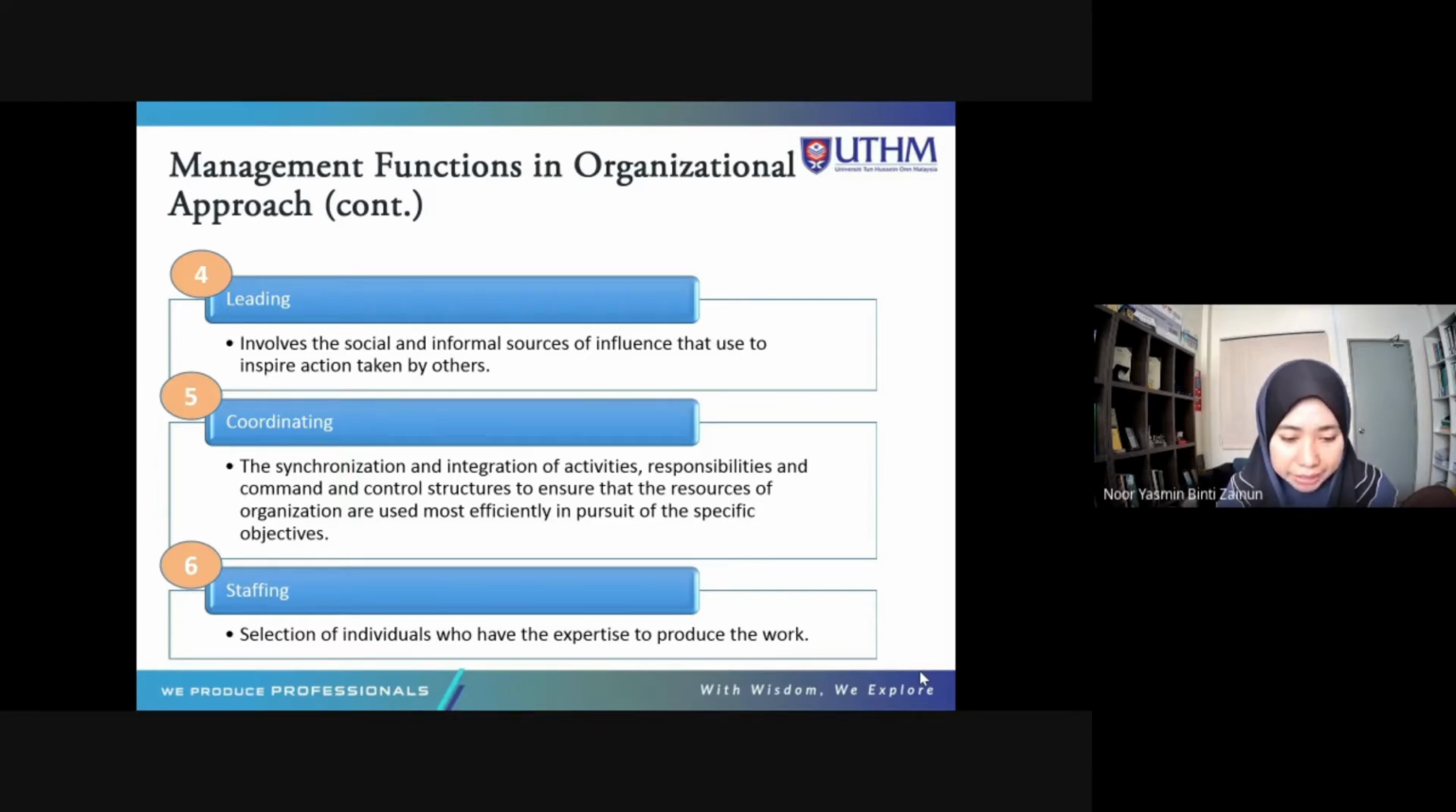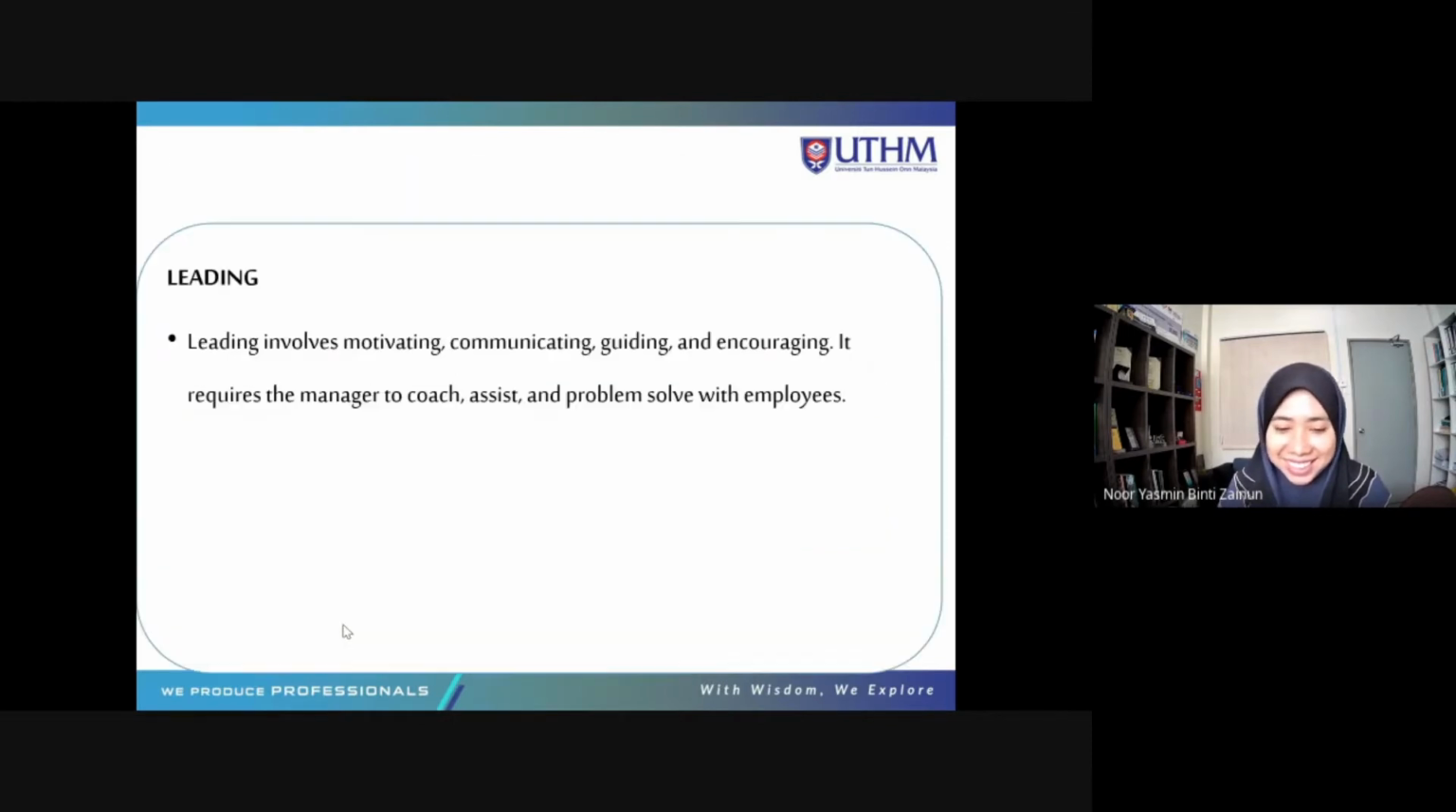And then coordinating, the synchronization and integration of activities, responsibilities, and command and control structure to ensure that resources of the organization are used more efficiently in pursuit of the specific objective. So need to do the management. And then staffing, selection of individuals who have the expertise to produce the work. Bukannya pakai kabel, sekarang staff dah ada orang dah telefon dah kat belakang. So yang ada orang yang lebih capable tak dapat.